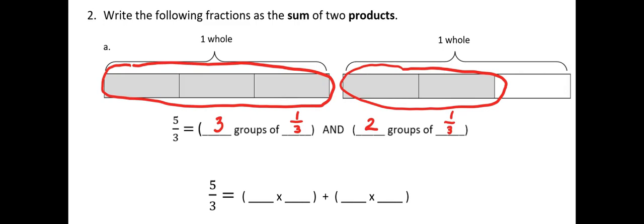Now let's write the related multiplication sentence. 5/3 is the same thing as 3 groups of 1/3 plus 2 groups of 1/3. So this is showing me the sum, an addition problem, of 2 products, of 2 multiplication problems.